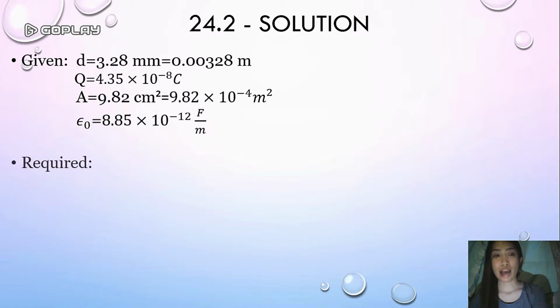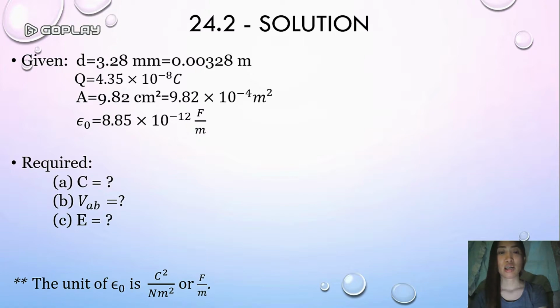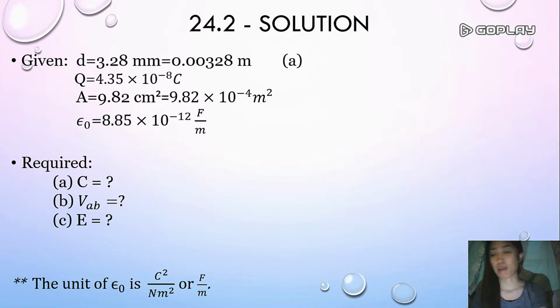So we are asked to find, for letter A, the capacitance, for letter B, the potential difference between the two plates, and letter C, the electric field between the plates. So remember that the electric constant has a unit of coulomb squared over Newton meter squared, or farad per meter. A. Let us find the capacitance.